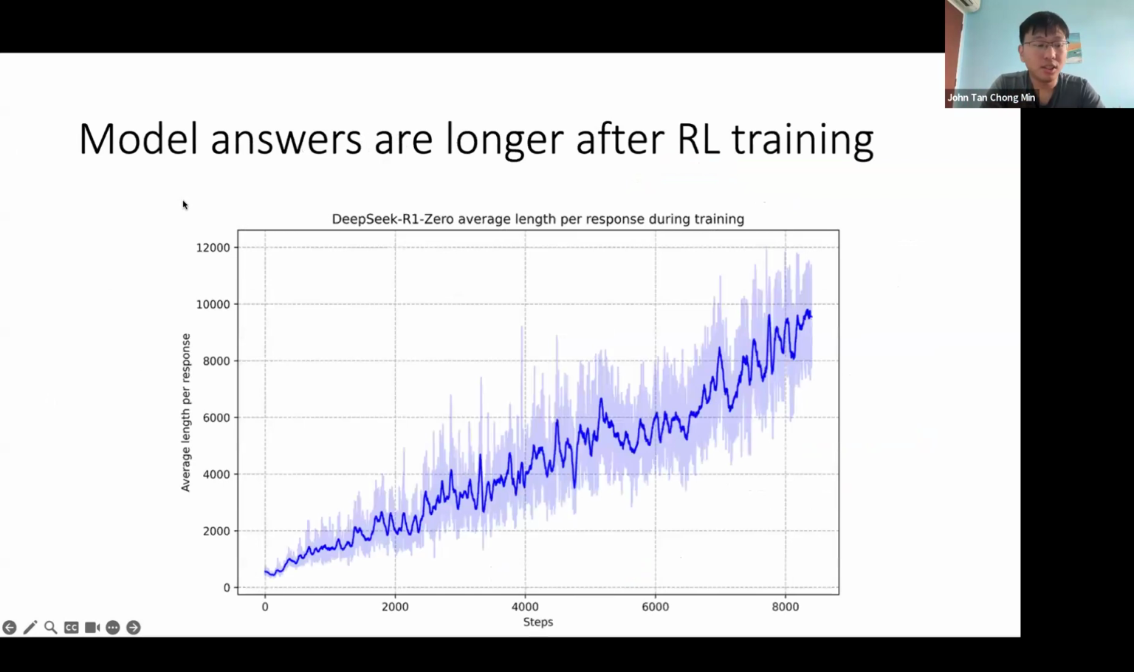All right. After you do RL training for DeepSeek, you realize that the average length of response for the model increases as you train more. That's not surprising, because you ask the model to think, right? So there are thinking tokens added to the output. The more you think, the lengthier your response.